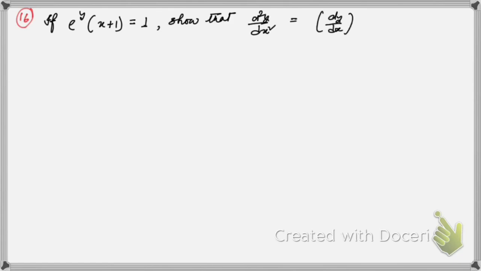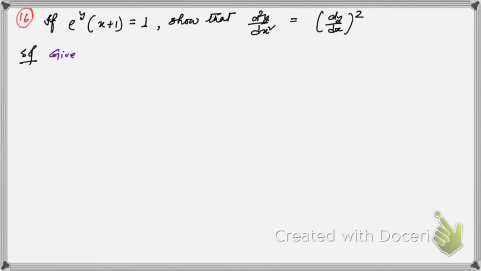Now let me show you how to solve question number 16. Okay, so if this is equal to 1, then so that the second order derivative of y is square of the first order derivative. Okay, so this represents the second order derivative of y, and this represents the square of the first order derivative of y. So hope you have understood the difference of these two terms.